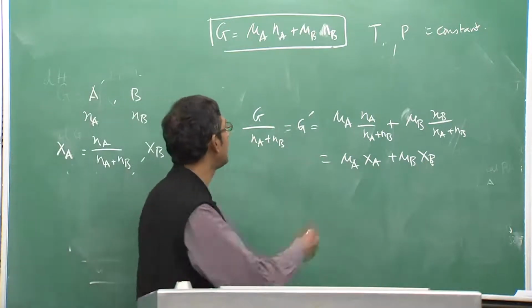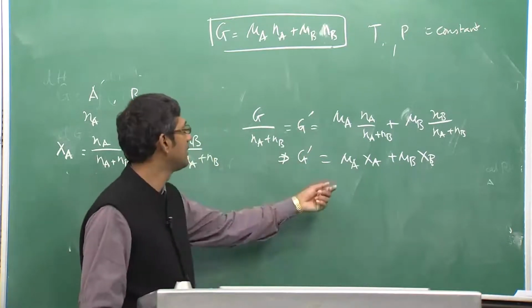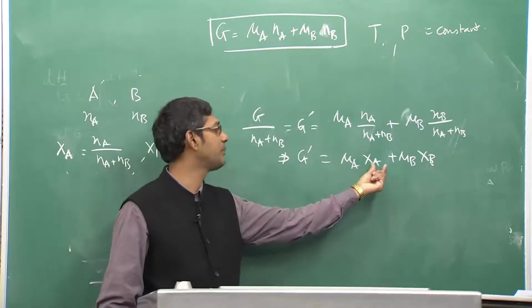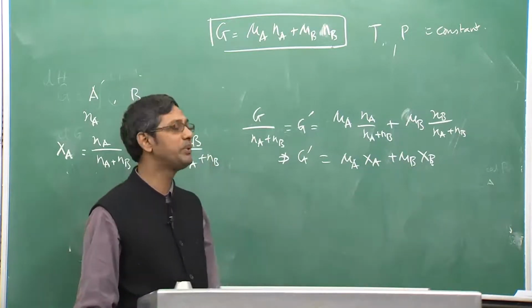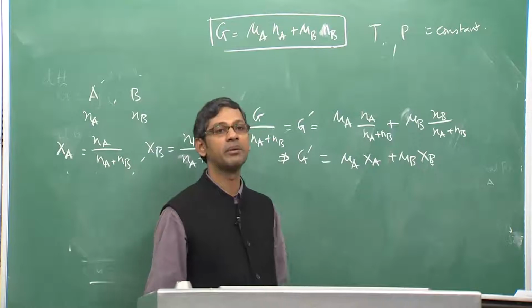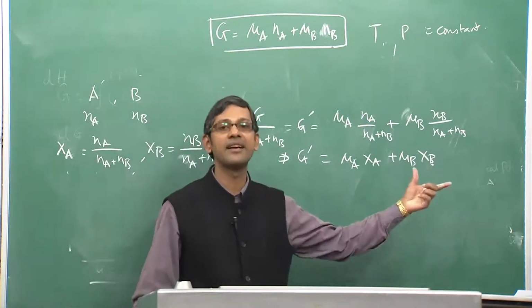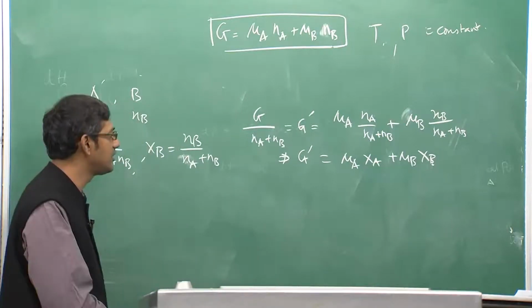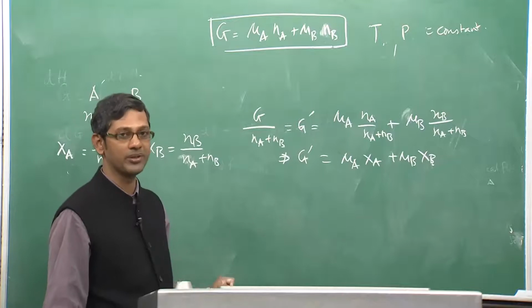So therefore the free energy per mole can be given as mu A, the chemical potential of A, multiplied by the mole fraction of A, plus the chemical potential of B multiplied by the mole fraction of B. So this is the generalized expression of free energy of any system containing 2 components.